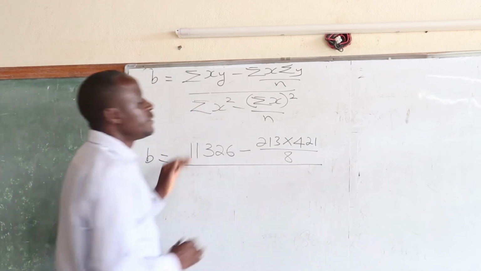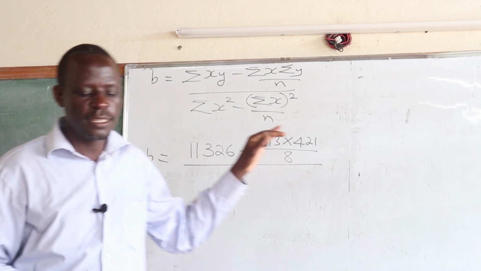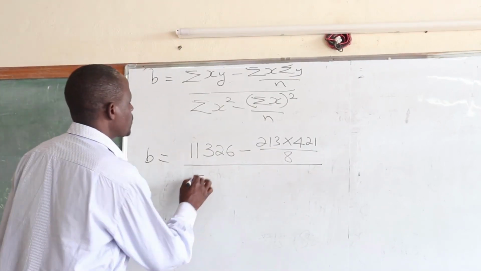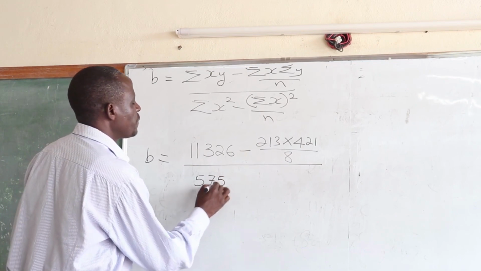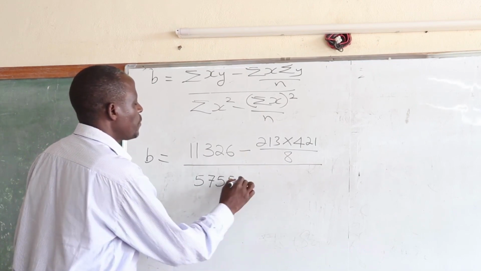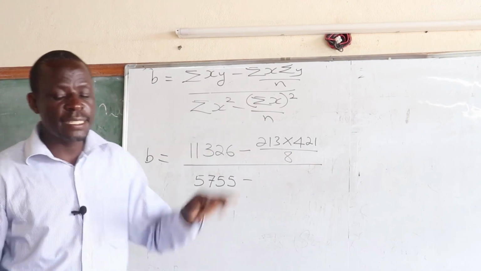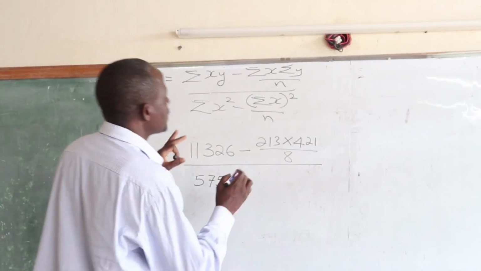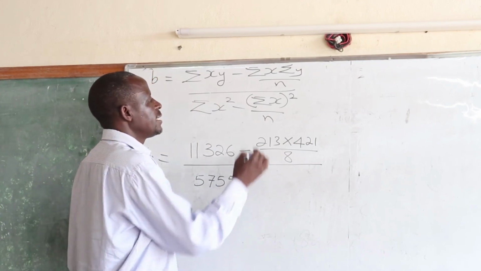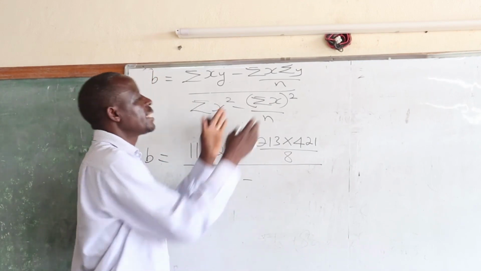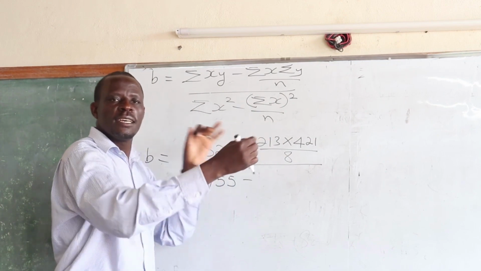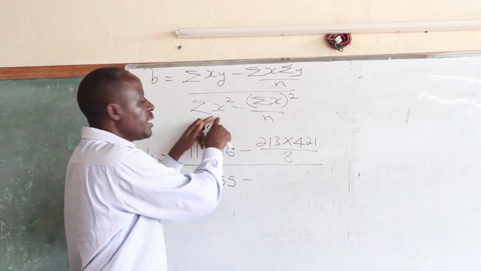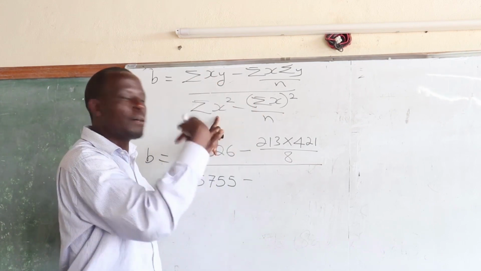This one divided by the sum of x squared. And our x squared, we said, is 5,755. Then minus the sum of x squared. Here many people make a lot of mistakes. They think that this is the same as that. No, they are different. Here we have put the bracket, meaning to say that you first of all add the values of x and then square. While here, you square the values of x and then sum them up.